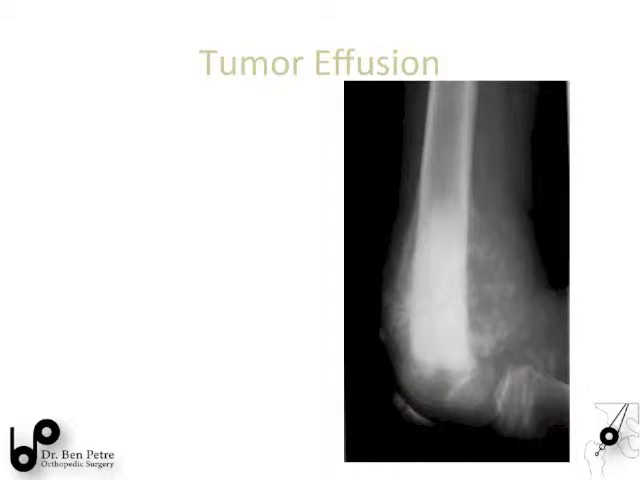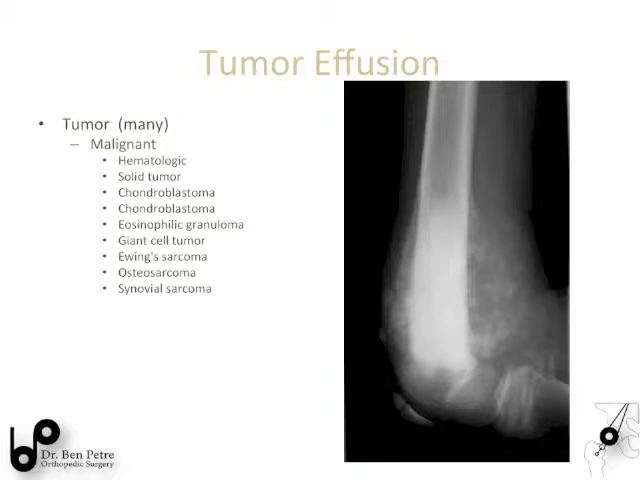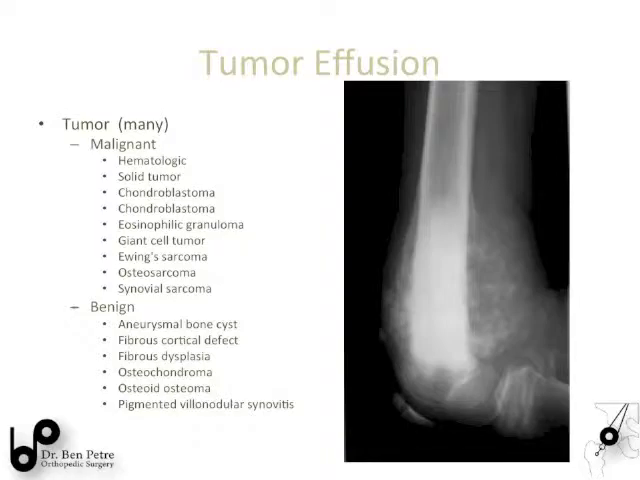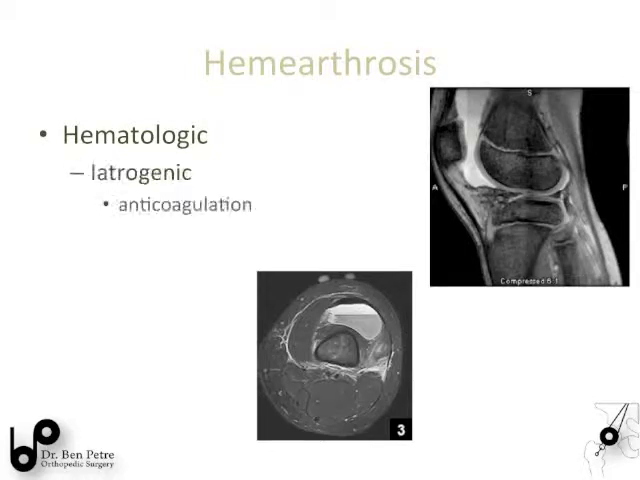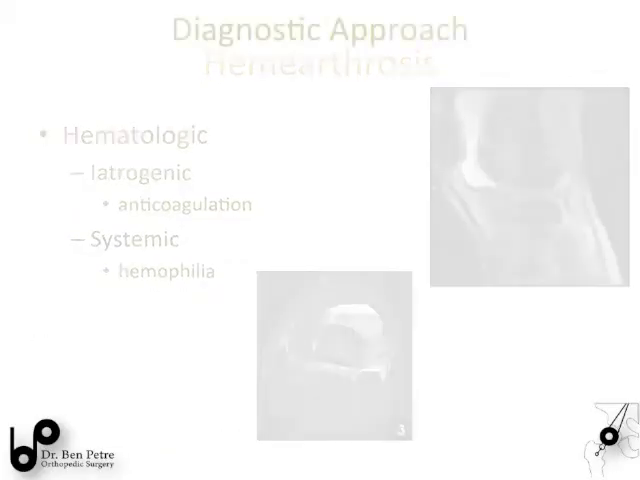Tumors can also cause effusions in and around joints. There are many types of tumors, both malignant and benign, too many to cover in today's topic. However, it is important to try to rule out tumor before aspirating a joint, and therefore x-rays are crucial. Non-traumatic hematologic effusions come from two major sources. One is iatrogenic from anticoagulation, and the second would be systemic from diseases such as hemophilia.